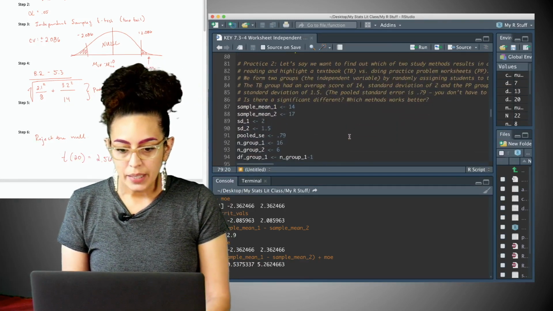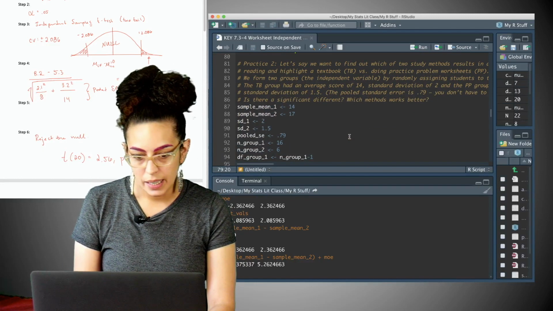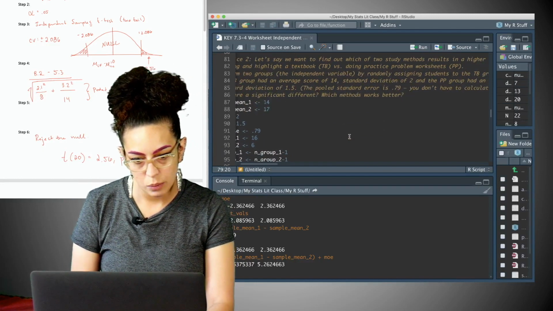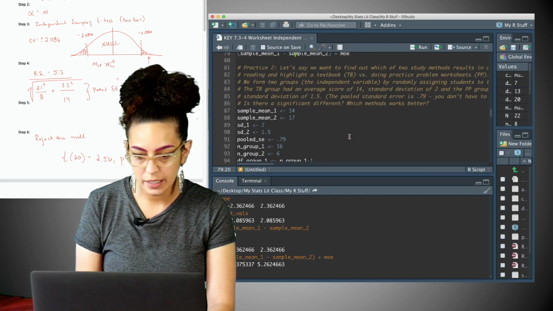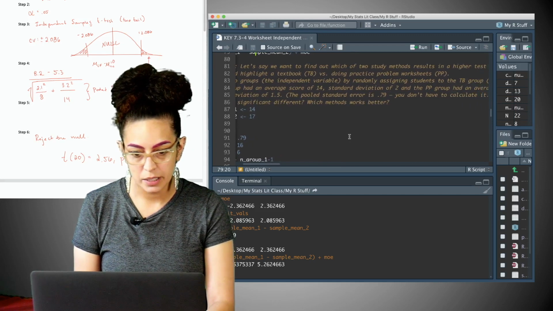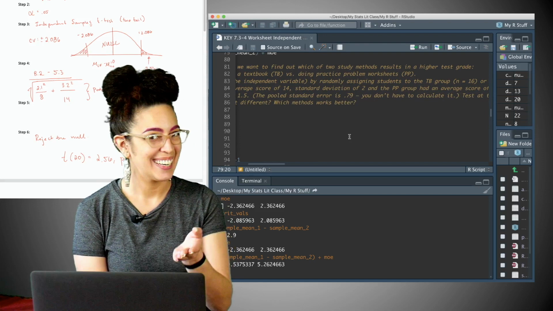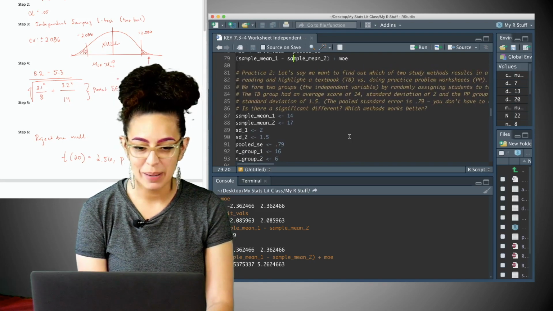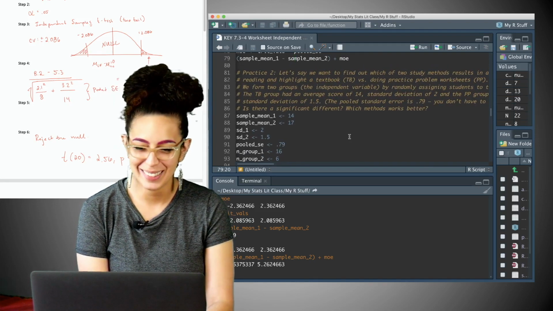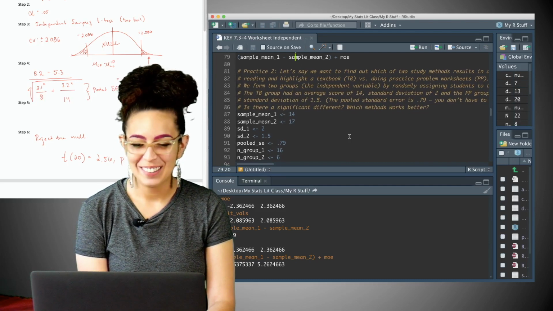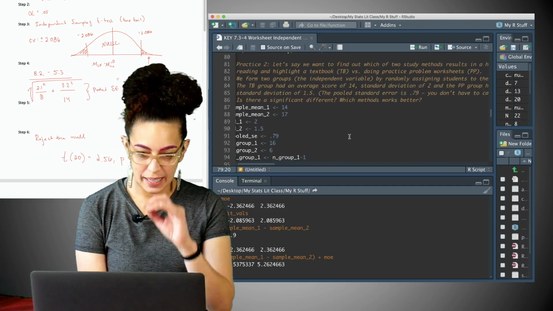Okay, number 2. Let's find out which of 2 study methods results in a higher test grade: reading and highlighting a textbook, which we're going to call TB, versus doing practice problems on a worksheet, which we're going to call PP. Oh, when you say this stuff out loud. We form 2 groups, and that is our independent variable.